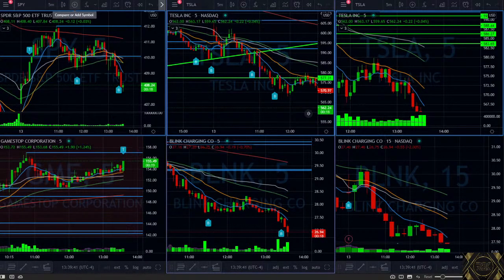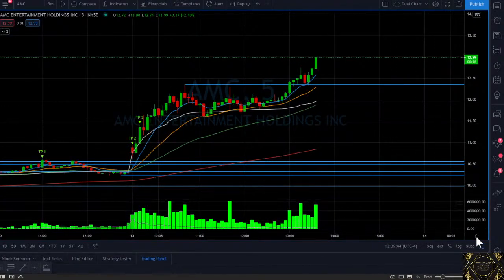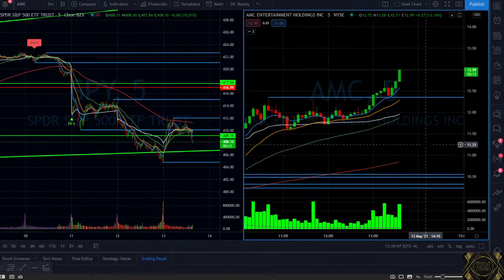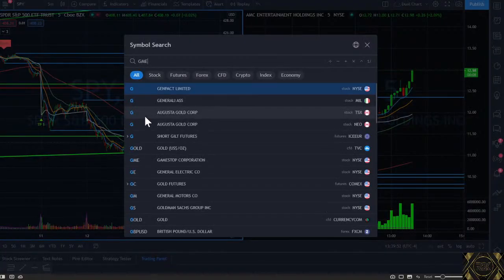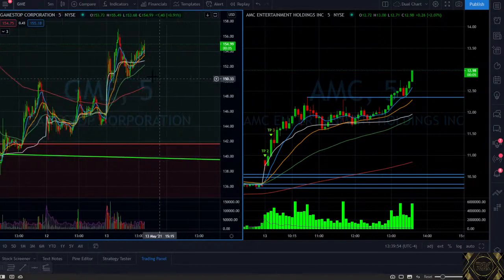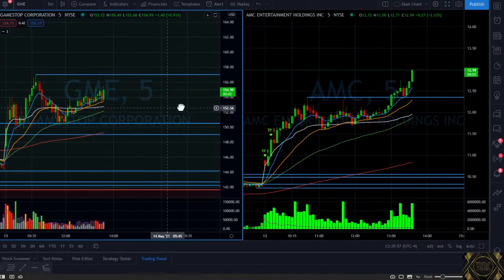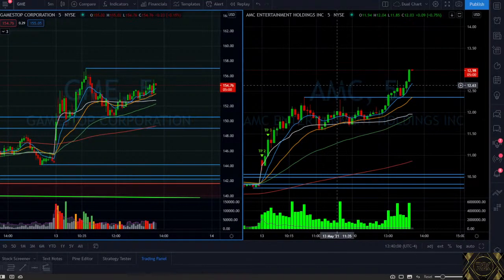I like this. Let's pull it up on the big chart. So we have AMC. All right, I think we might be able to get in a trade right here. So we have SPY. I'm just going to pull up GME for the time being. Now, let's take a look at the strikes and see what AMC is looking like. Let's take a look at AMC here.